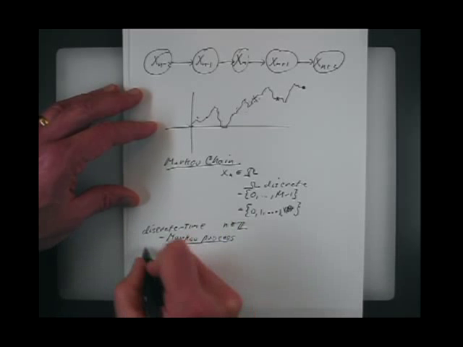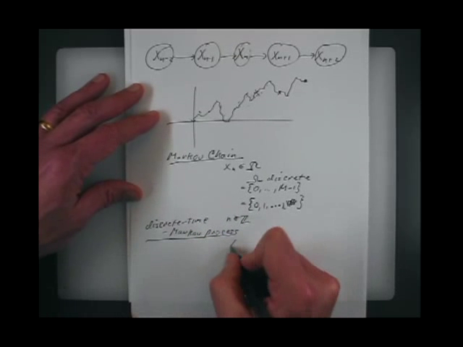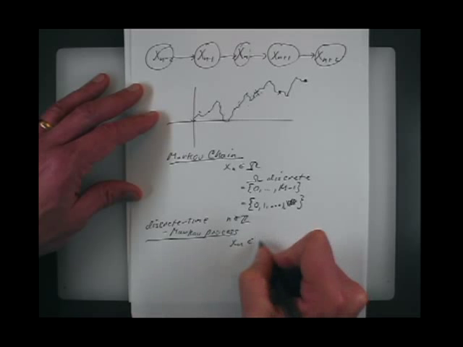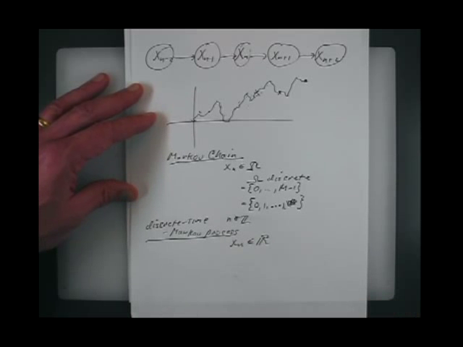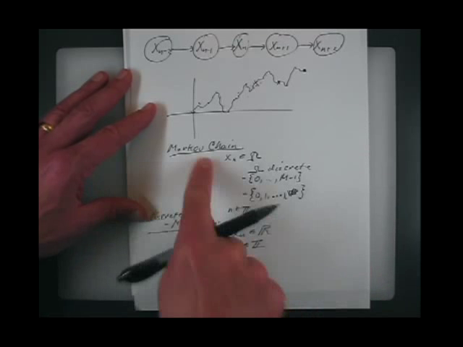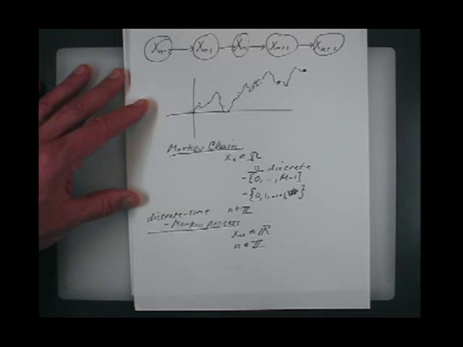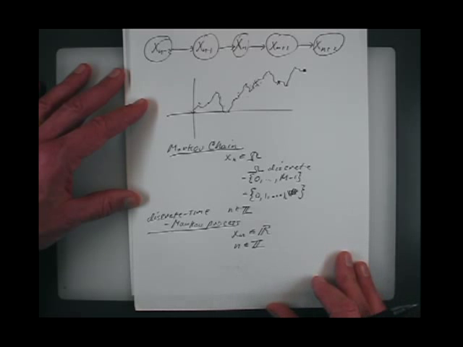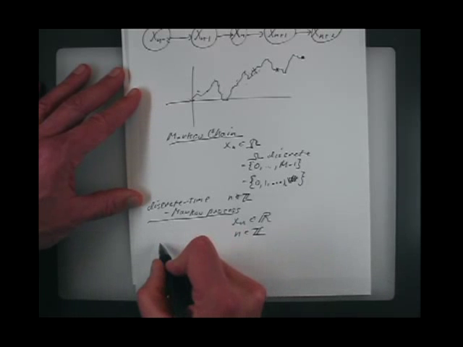Markov process means that Xn would say be a member of R, a continuous state, and n would be discrete. We won't really consider that. We're only going to consider Markov chains where both the independent and dependent parameter of the process are discrete. So the state is discrete and time is discrete. And then there's a continuous time Markov process.